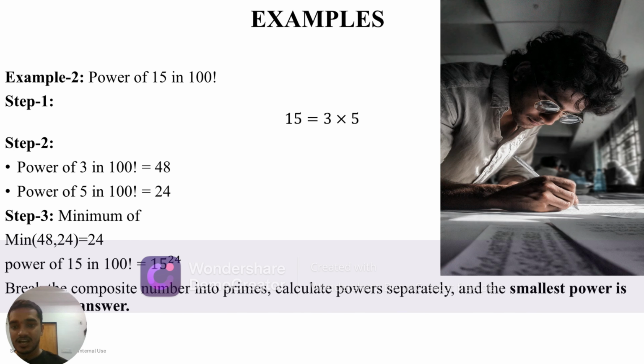Similarly, how can I find the power of 15 in 100 factorial? We know that the power of 3 in 100 factorial is 48 and the power of 5 in 100 factorial is 24. You can see this in the previous slide.